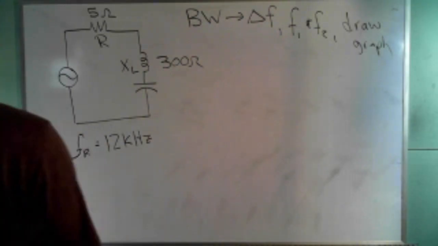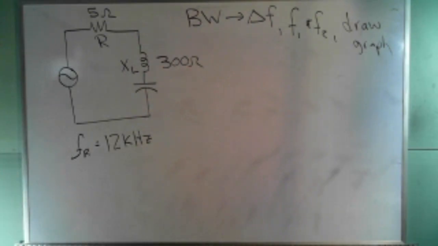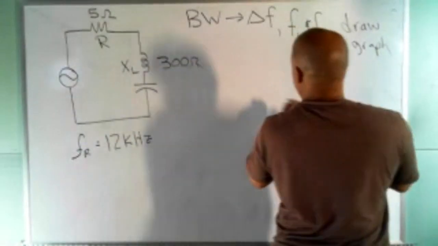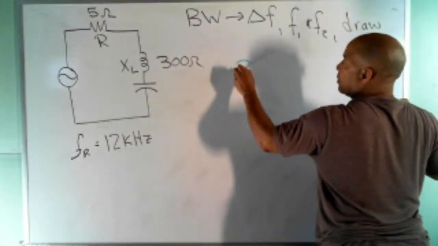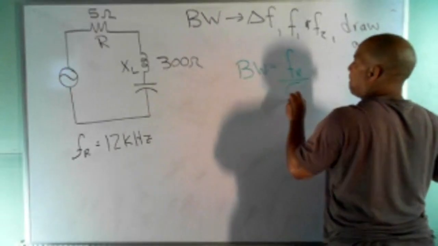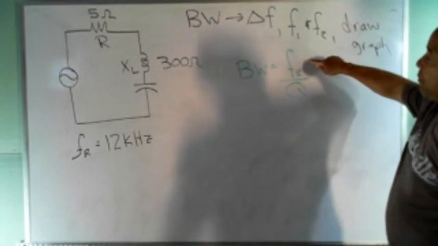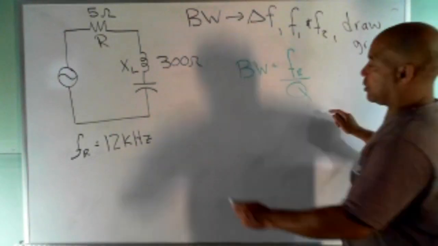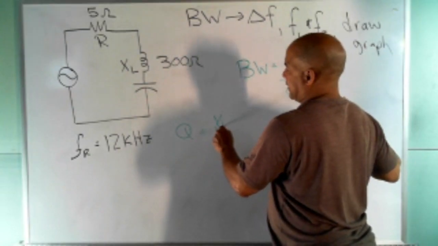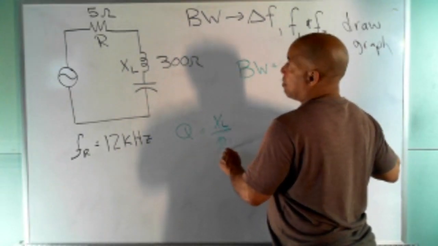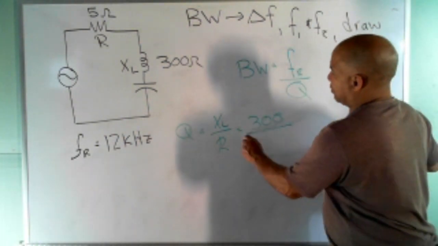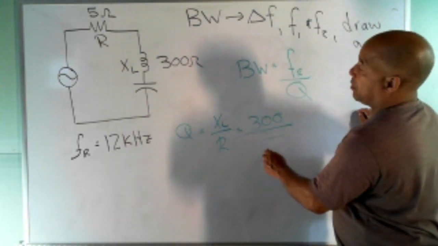Okay, well, I don't think this is a big deal either. So let's think about what we've got to do here. We want the bandwidth, so we're probably going to use this formula. And they gave us the resonant frequency. We can get Q from the circuit because we know that Q is XL over R. And they gave us that, so they must want us to use this formula.